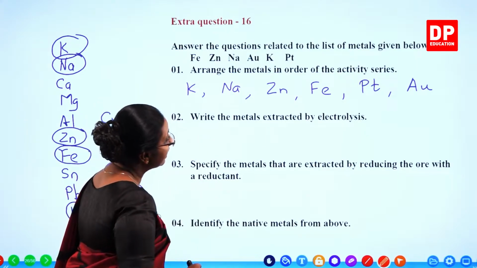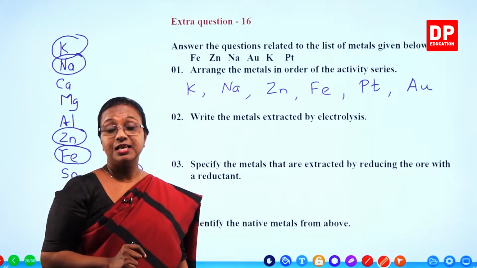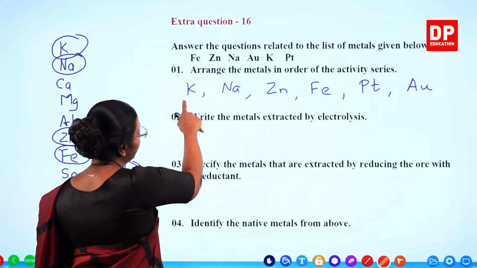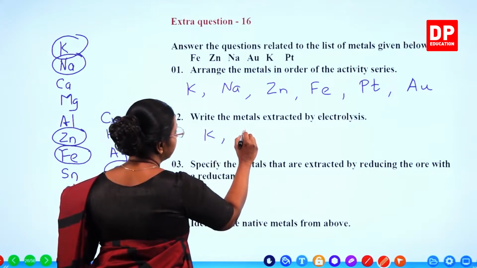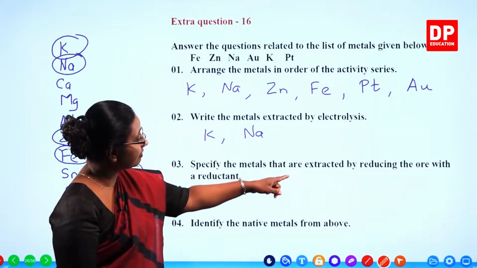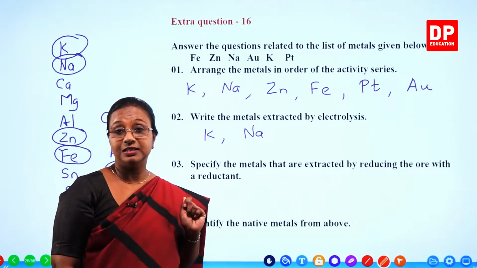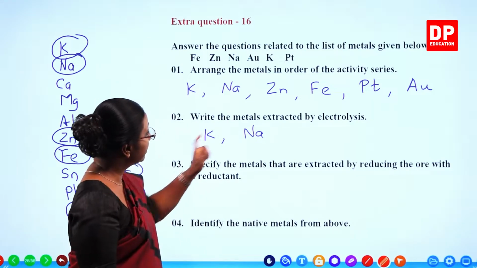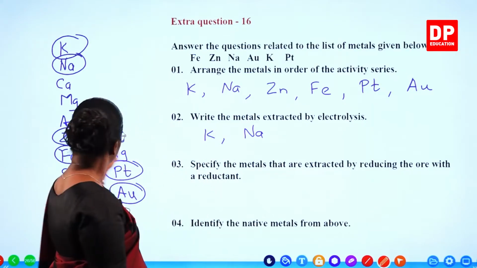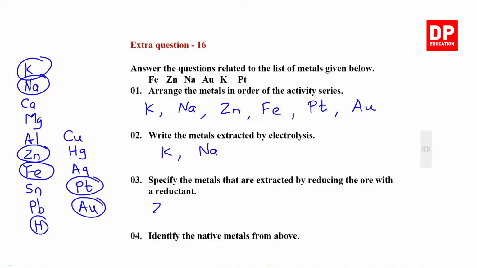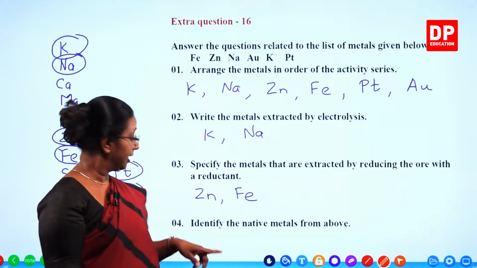Then write the metals extracted by electrolysis. The metals that are highly reactive are extracted by electrolysis. What are they? Potassium and sodium. Specify the metals that are extracted by reducing the ore with a reductant. A reductant can be a metal or an element. So what are the elements? Moderately reactive elements. We have identified them here. What are those? Zinc and iron. Then the fourth one.